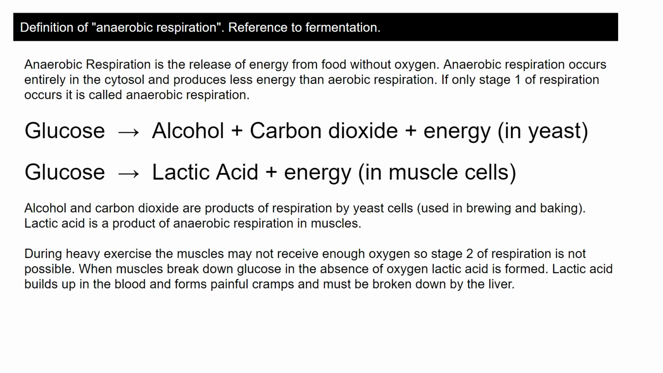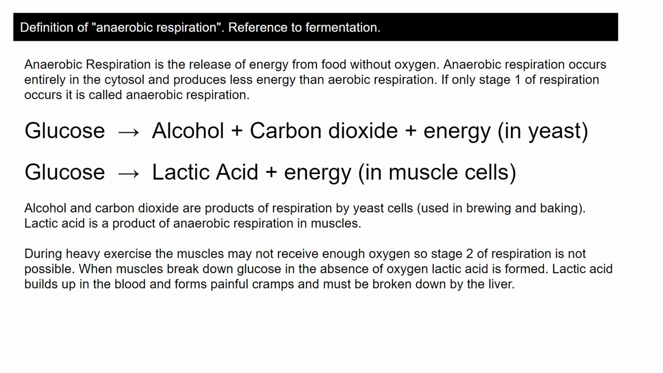If it's in a yeast cell, the glucose is converted into alcohol and carbon dioxide, or ethanol and carbon dioxide. If it's in a muscle cell, for example, or many bacteria cells, the glucose can be converted to lactic acid. And in each case, a small amount of energy is released. Alcohol and carbon dioxide are the products of respiration by yeast cells, and those products are used in brewing and baking. Okay, the alcohol obviously used to make alcoholic drinks, and the carbon dioxide is used to make bread rise.